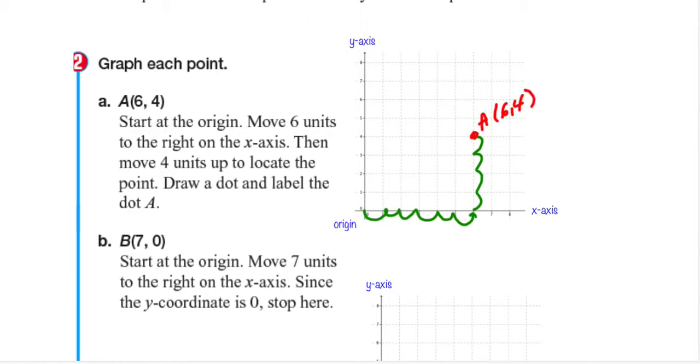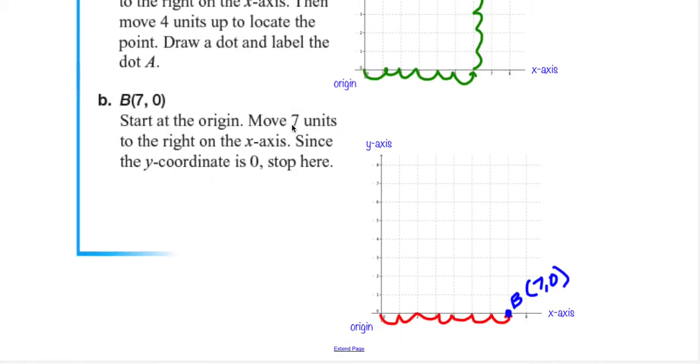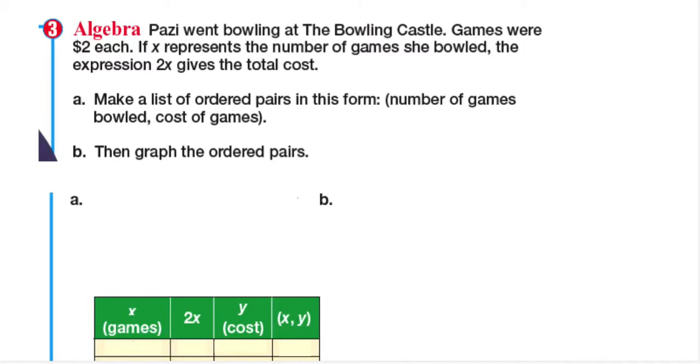Okay. Next example. After doing that, will be example number 3. Example number 3: Patsy went bowling at the bowling castle. Games were $2 each. If X represents the number of games she bowled, the expression 2X gives the total cost. So let's understand what the problem is. Patsy went bowling at the bowling castle. Games were $2 each.